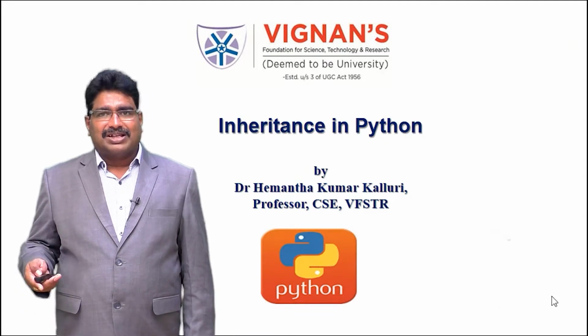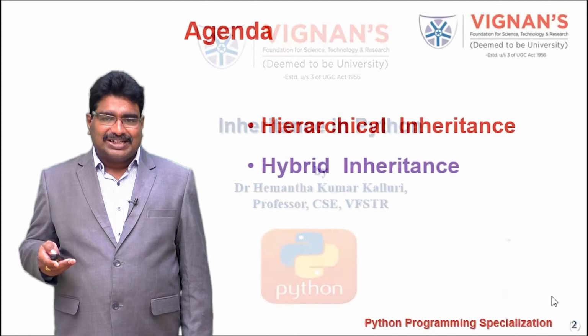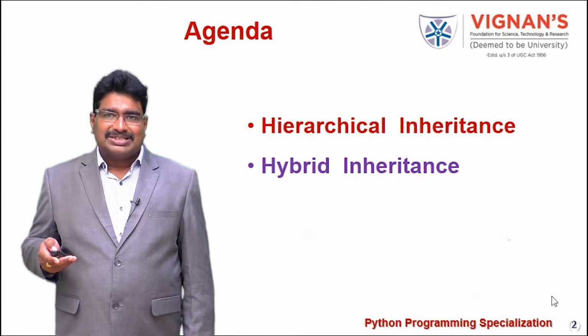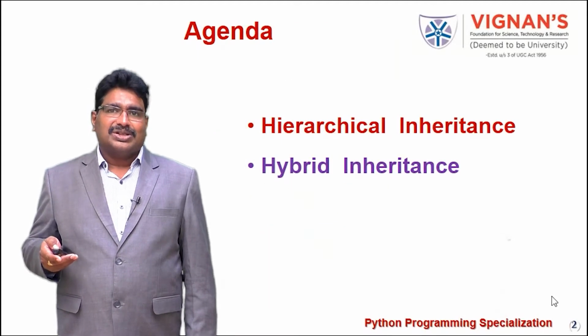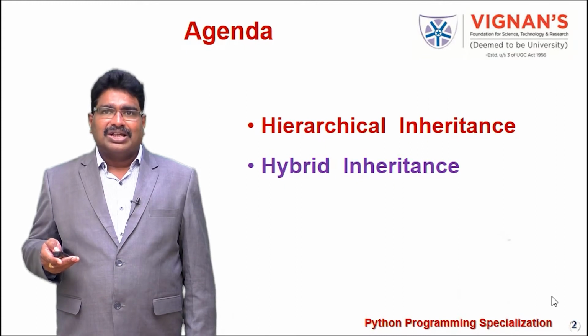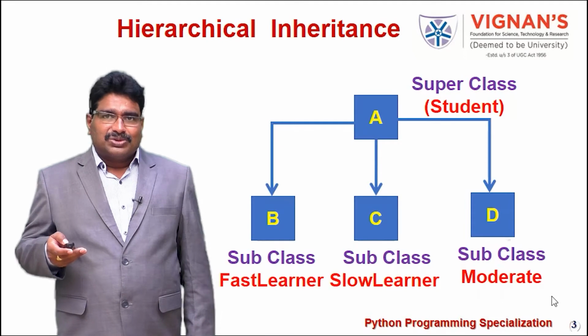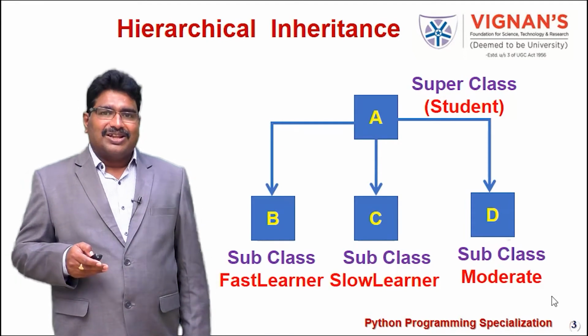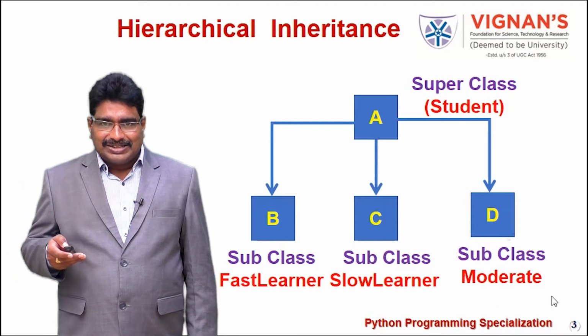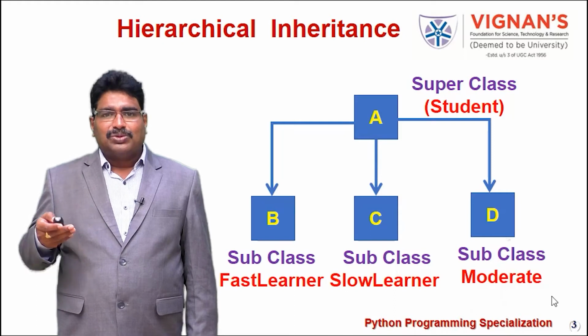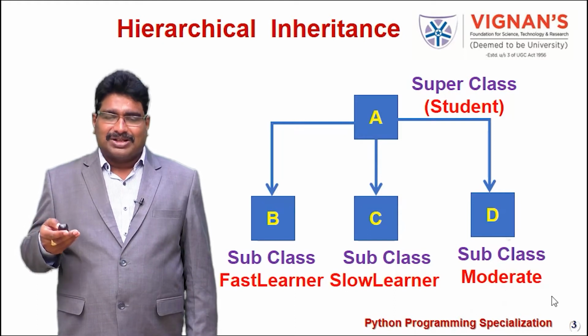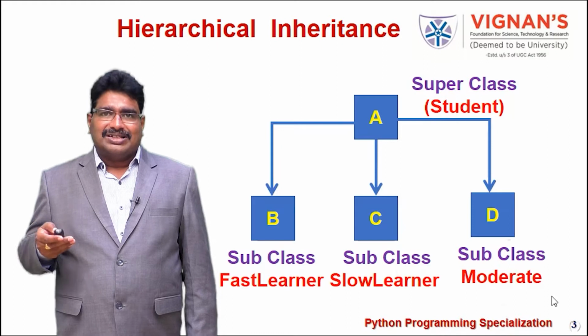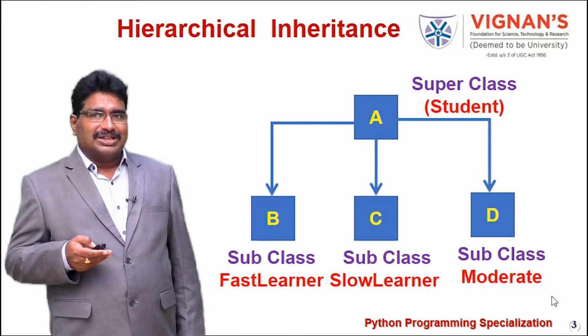In the previous class, we discussed single inheritance, multi-level inheritance, and multiple inheritance. In today's class, we will discuss hierarchical inheritance and hybrid inheritance. First, we will go through hierarchical inheritance. Hierarchical inheritance means that from one class we are able to derive n number of subclasses. Here we take one example.